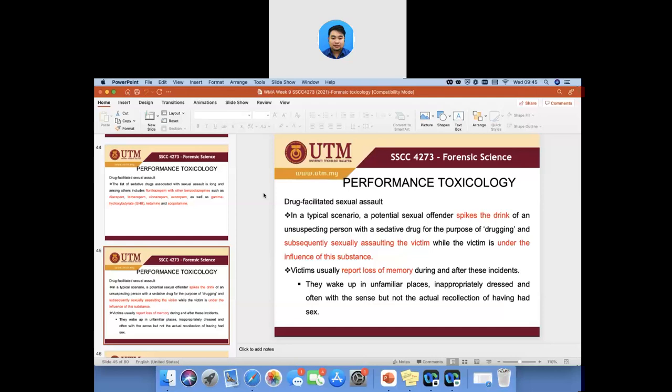Okay, so the woman is under the influence of the substance. She does not know what has happened to her. Okay, victims usually report loss of memory during and after the incidents. They wake up in unfamiliar places, inappropriately dressed, and often with the sense, but not the actual recollection, of having had sex.